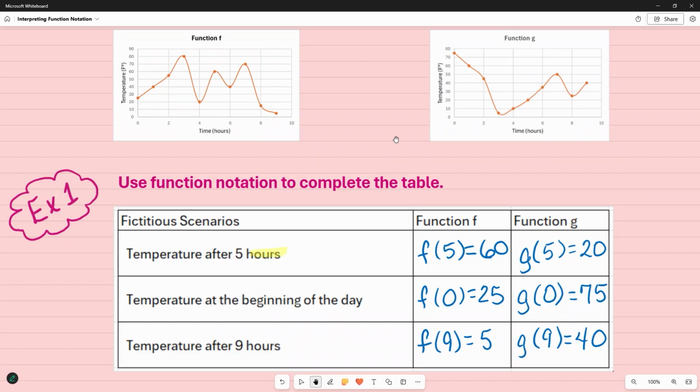So when I'm reading the scenario, it said hour. So that was a clue that that's my input, which is going to go inside of the parentheses. And then my output has to be my y values where it meets on my graph. So for 5, again, it met here. So that's why it said 60. And on the other side where it says the function for G, when I went to 5, this time my output was 20. Pay attention to what units are being given to you in your scenarios.